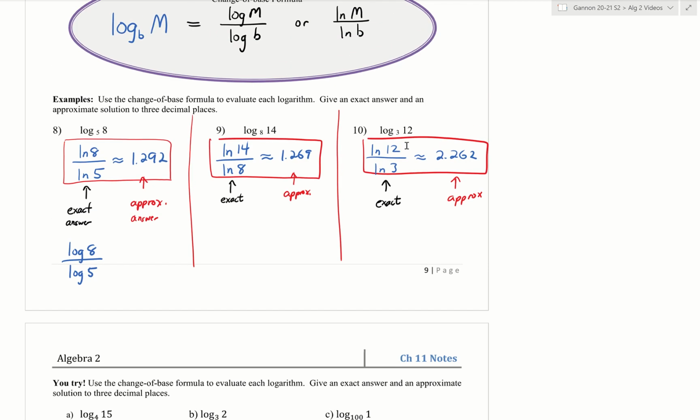But guys, it's got to make sense. The answer that we're getting is the power of the base that equals the argument. So the power of 3 that equals 12. The power of 8 that equals 14. The power of 5 that equals 8. All right. And that's the idea behind those.